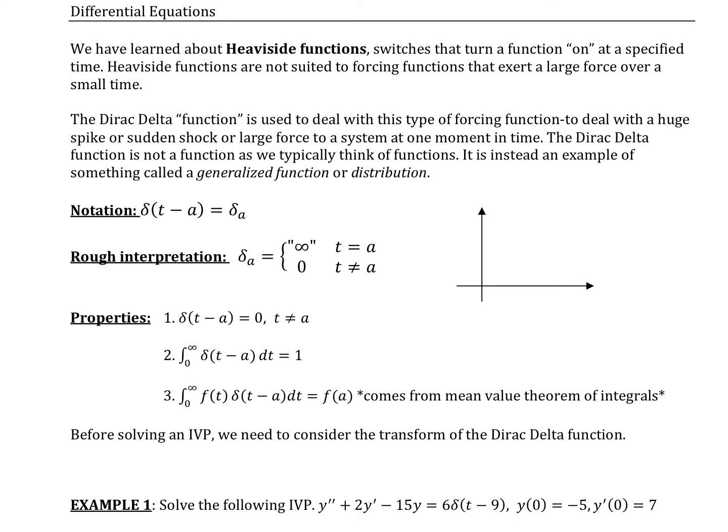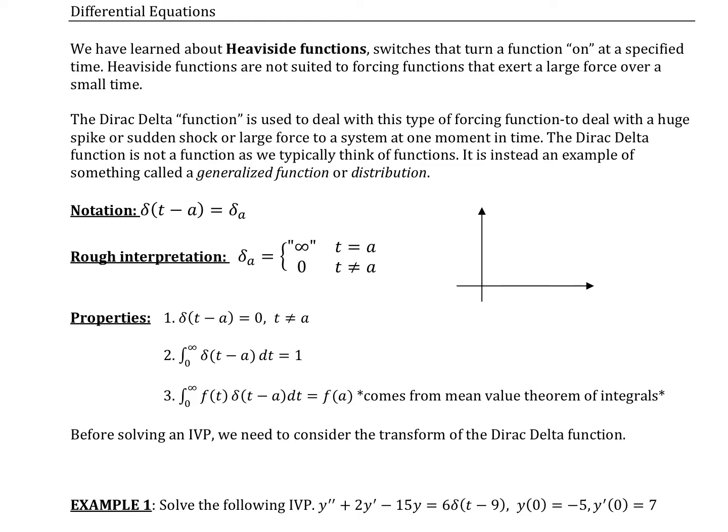The notation for a Dirac delta function actually uses the lowercase delta symbol. And so we have this delta of t minus a, or you could see it as delta subscript a, similar to that unit step function or the Heaviside function, where we have several different notations that mean the same thing. And really what this notation says is that my function, delta a, is equal to infinity at the moment of a, and it's equal to 0 everywhere else.